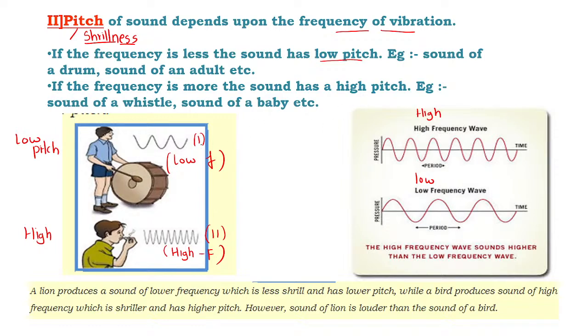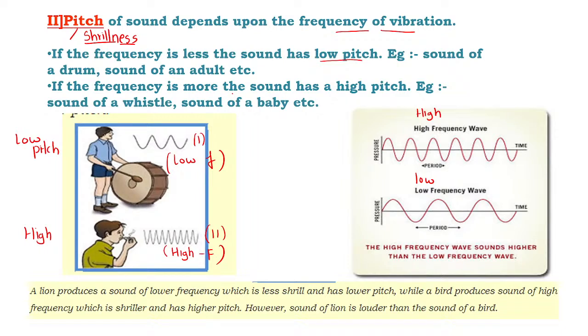Okay, so for example, other than a drum, we have the sound of an adult. When adults speak, it's a low pitch sound. Another example of a high pitch sound can be the sound of a baby. When a baby cries, it's a high pitch sound.